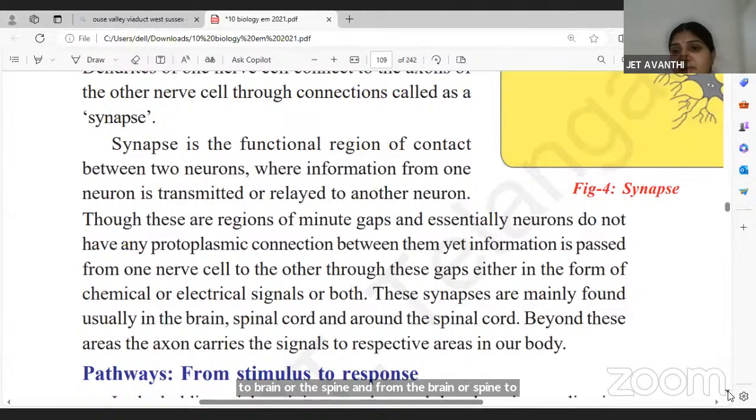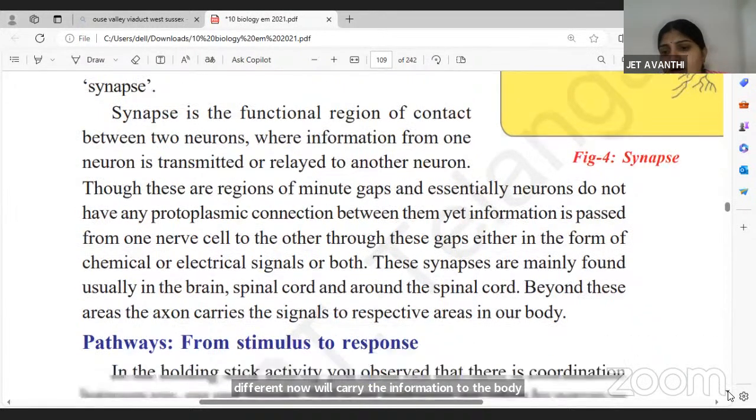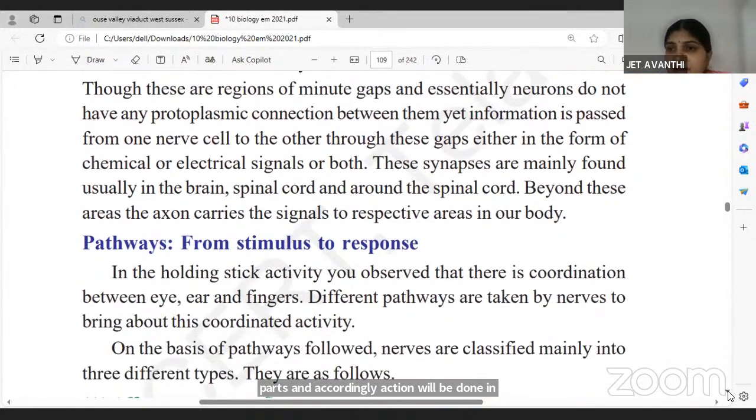And then we have afferent nerves. These are the group of nerves which take the impulses inside the body. They take them from the sense organs to the brain or the spine. Then efferent are the nerves or neurons which come back after getting information to that particular action. These efferent nerves will carry the information to the body parts, and accordingly action will be done in the human body.